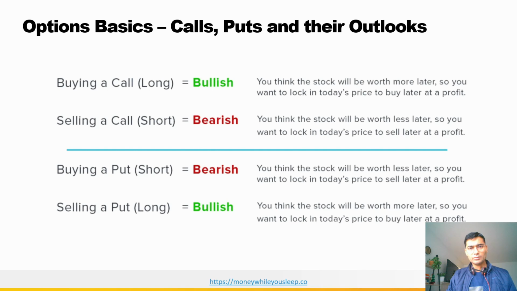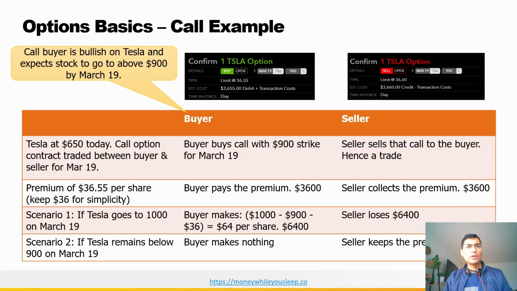So let's move forward, and let's look at the call example. I have taken this example for Tesla, and these examples are from my trading platform. I use Tastyworks. So let me try to deconstruct this one. In this call example, a buyer is bullish on Tesla, and he is expecting that the stock is going to go above $900 by March 19th. Make sense, guys?